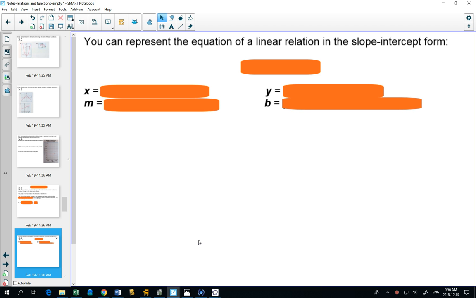Anytime you have a line, was everybody able to get everything there? Do I need to go back? Rise over run? It's good. Anytime you have a line, you can write it this way with the slope and the y-intercept.